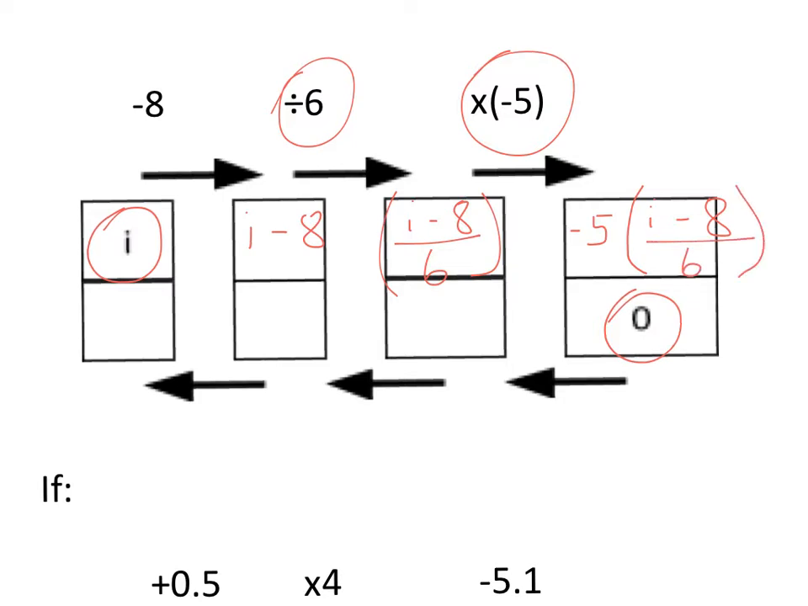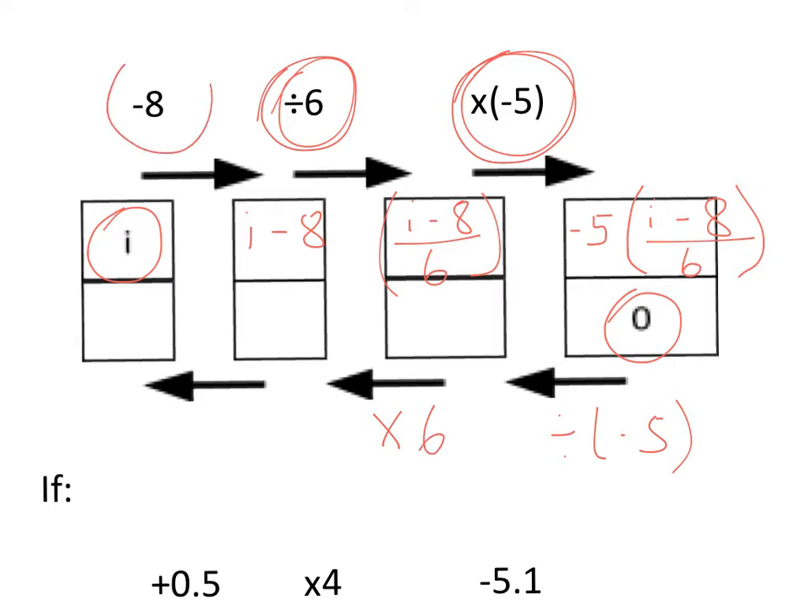Alright, so we know that this equals 0, and we need to find I. So let's work backwards by doing the inverse of these operations up here. So the inverse of multiply by negative 5 is divide by negative 5. The inverse of divide by 6 is multiply by 6. And the inverse of subtract 8 is add 8. Alright, let's go. So 0 divided by negative 5 is going to be 0, because anything multiplied or divided by 0 will be 0.